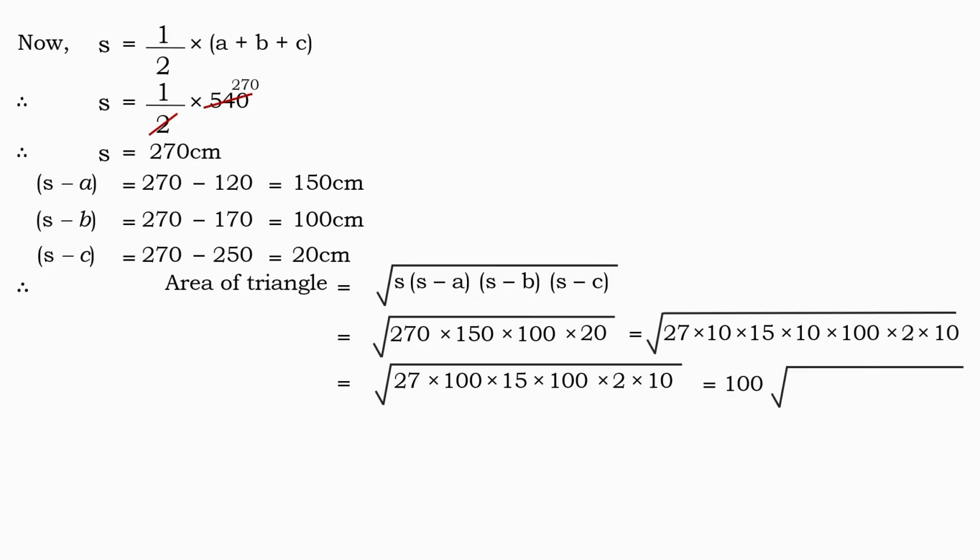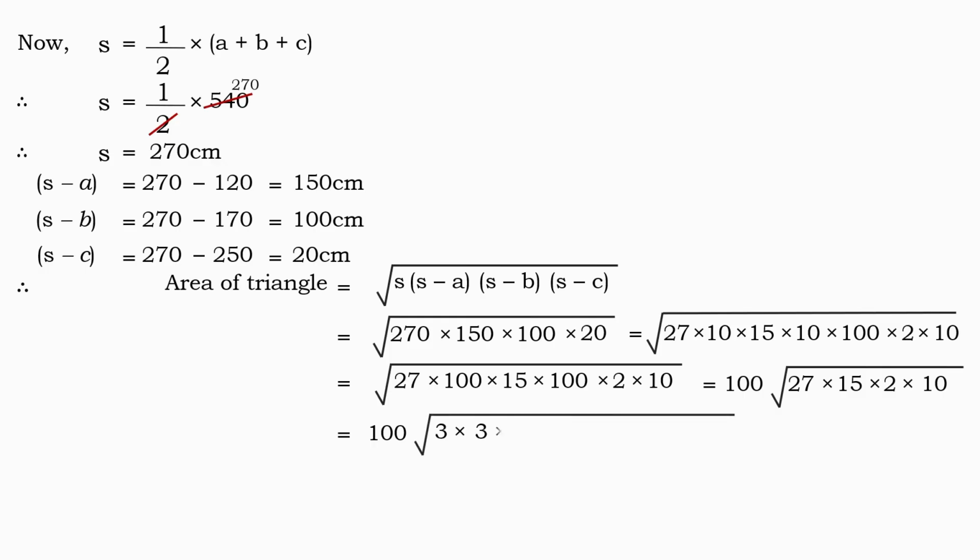So within the square root, when it will come out, 100 can easily come out. So 100 will come out. Now 27, 15, 2 and 10. These are only having one pair. Okay. So now we will put as it is.